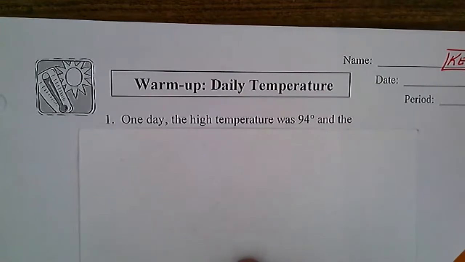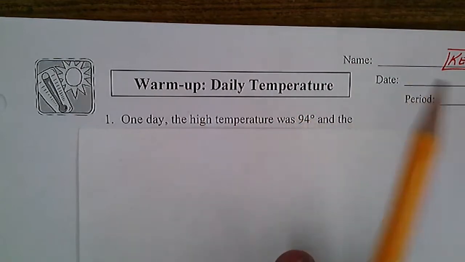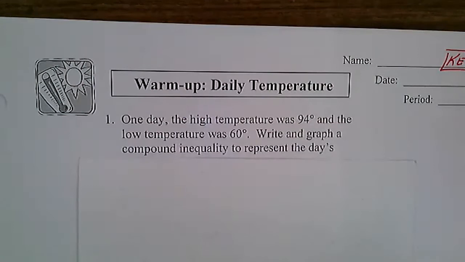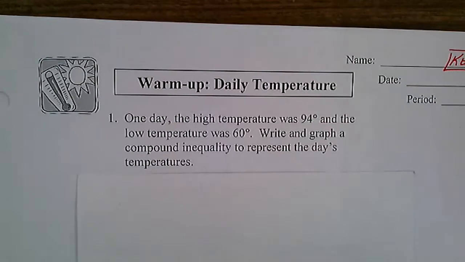It says one day the high temperature was 94 degrees and the low temperature was 60 degrees. Write and graph a compound inequality to represent the day's temperatures. So what we want to think about is what was the lowest temperature of the day, and what was the highest temperature of the day. And then obviously the rest of the temperatures for the day are going to fall in between. So this would be an in-betweener graph.